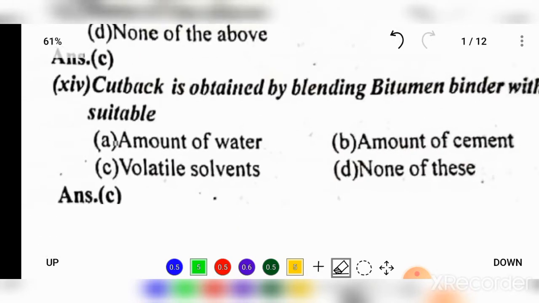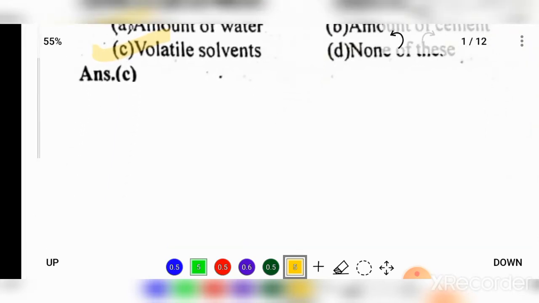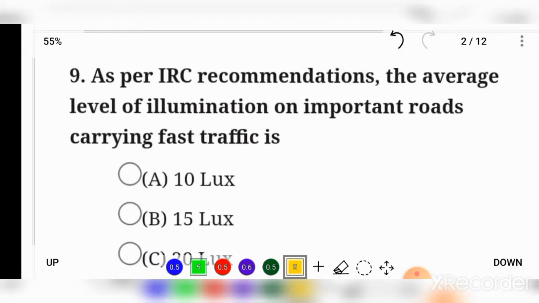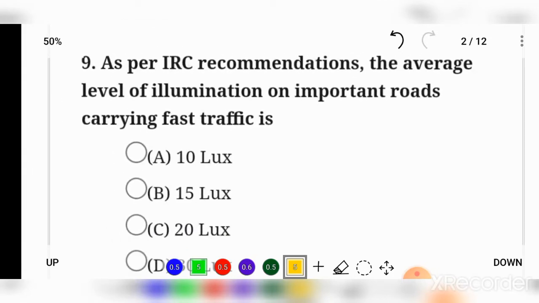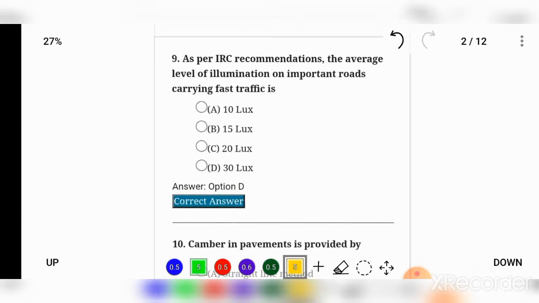Cutback is obtained by blending bitumen binder with suitable volatile solvent. Answer is volatile solvent. Option C is a correct answer. Okay, now come to the next point. As per IRC recommendation, the average level of illumination on important roads carrying fast traffic is option D, 30 lux. 30 lux is a correct answer, right? Now come to the next point.